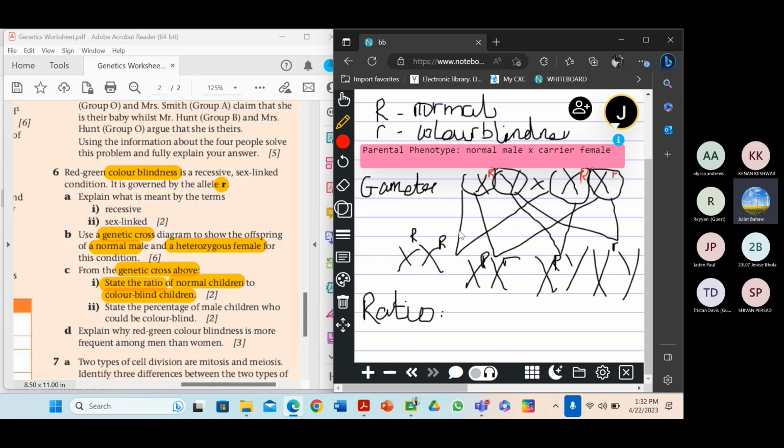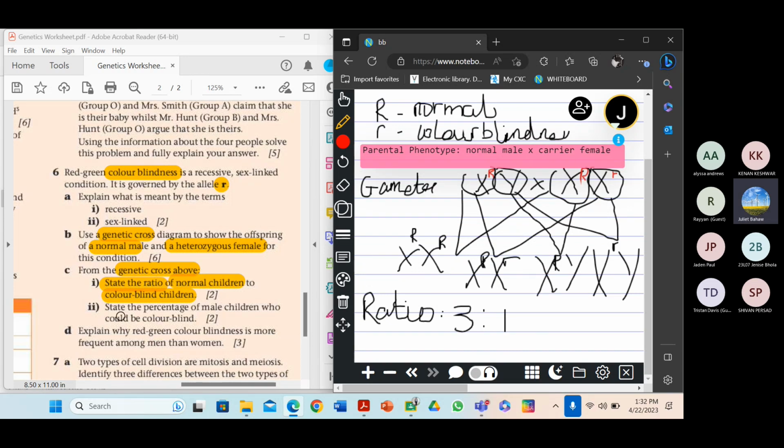Isn't this female here normal? We have a normal female. What about this female here? She's a carrier, but she's still deemed as normal. She's not colorblind at all. And this male, he's normal. So you have 1, 2, 3 normal, and 1 colorblind child. Never put 1 to 3. You'll get it wrong, because you are not following this scheme. They say normal to colorblind. That will follow the scheme.